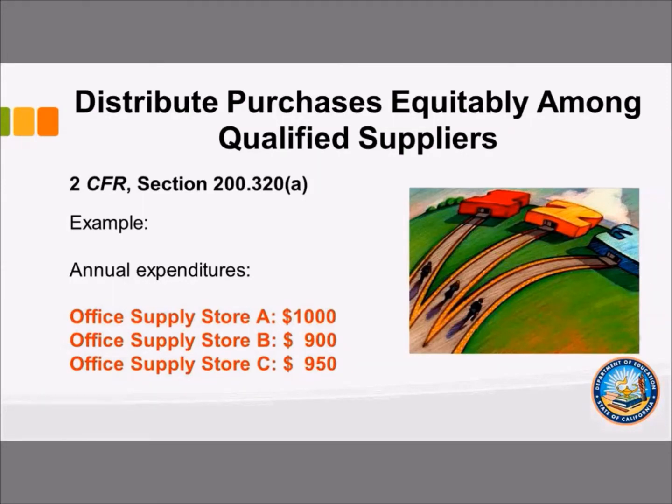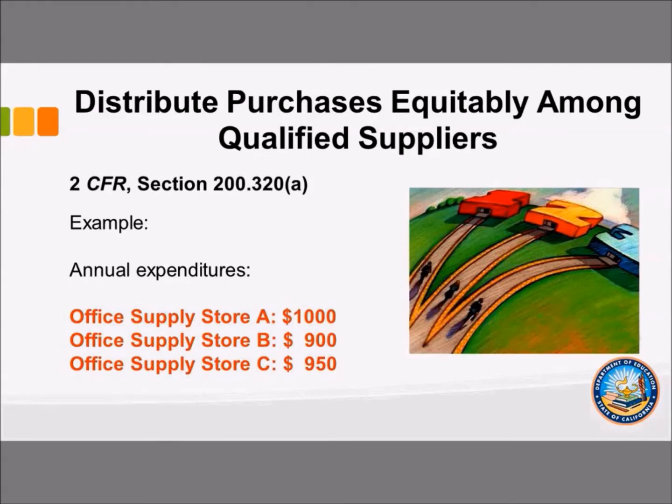Agencies may be asked to provide a list of stores where micropurchases were made and document how much was spent during the program year at each of the stores. The example on the slide shows the agency shopped at 3 different office supply stores. Documentation of total expenditures at each store for the entire year showed that the agency spread their purchases equitably among qualified suppliers.